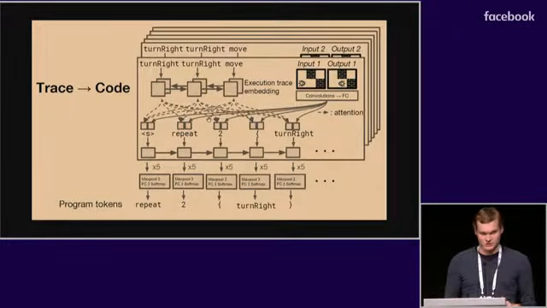The second model is trace to code, which now takes all of these traces from the previous model and uses a bidirectional LSTM to encode them. We still feed input-outputs as well, and we use an LSTM to decode, which uses attention to pick up relevant information from execution traces.